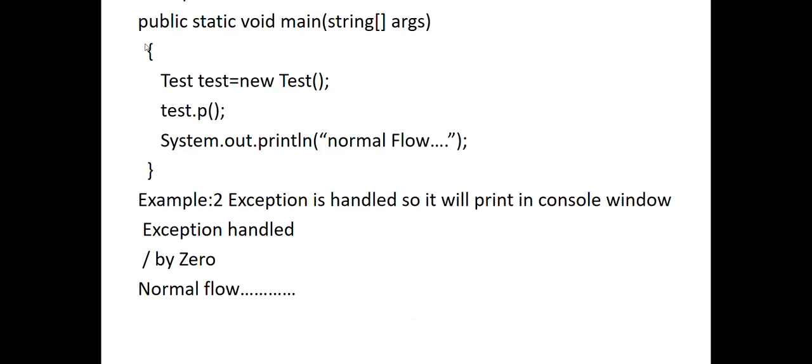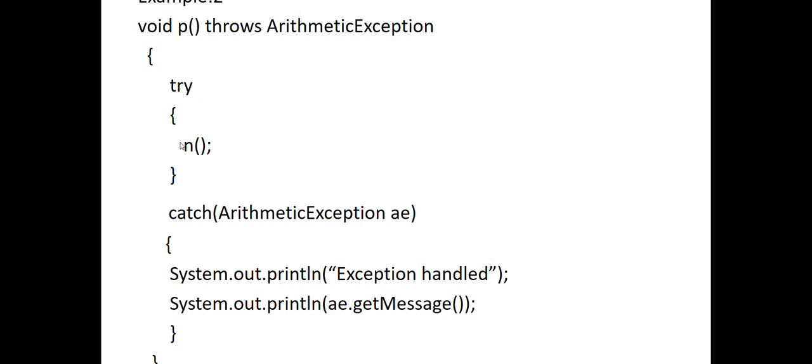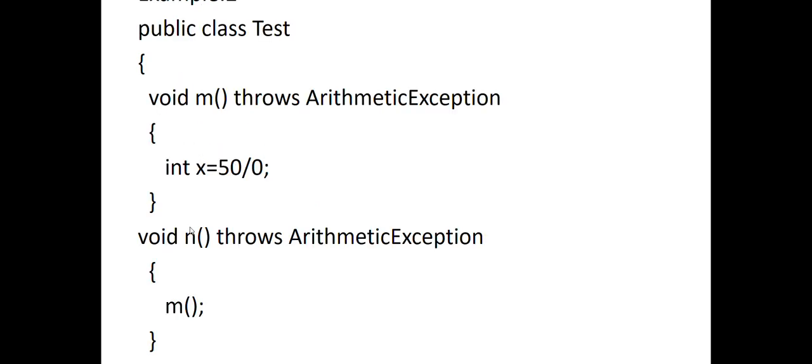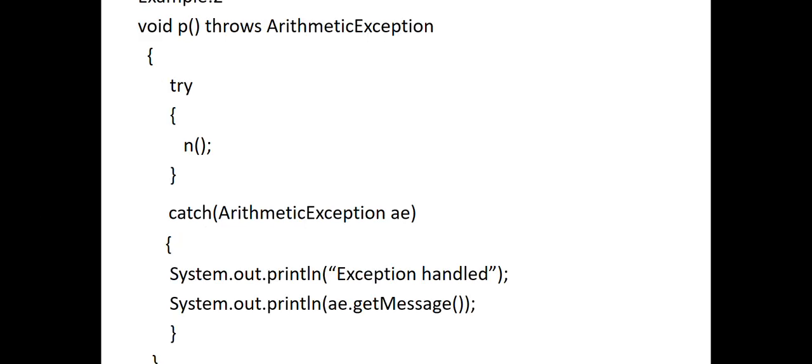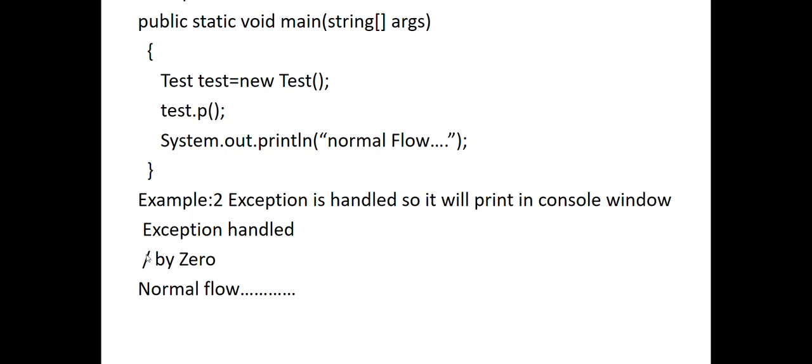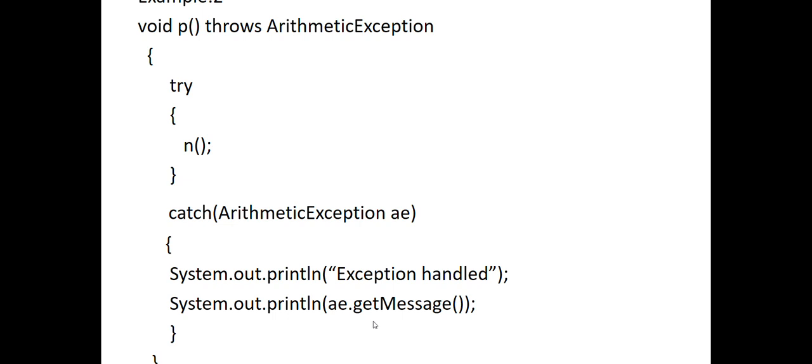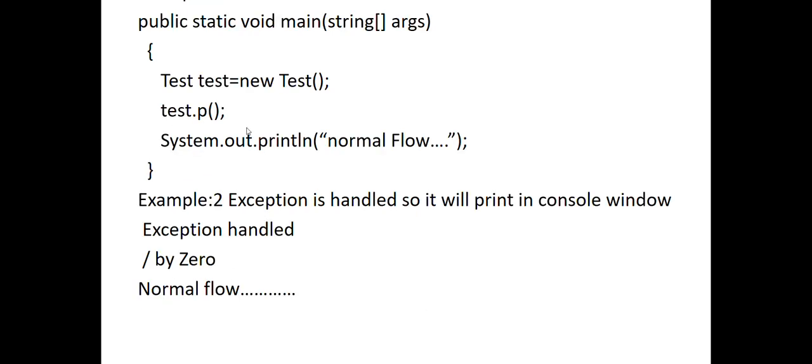And in the main method, I'm creating the object of the class, invoking the method p and writing System.out.println("normal flow"). So when I call the method p, control is passed to p, and in the try block it will go to the n method, then inside n it will go to the m method. When it invokes the expression and catches the exception in the try block, that exception is handled by the catch block. Then it will print "exception is handled", that is the first line of the output, then "divided by 0" from getMessage, and lastly it will display normal flow.